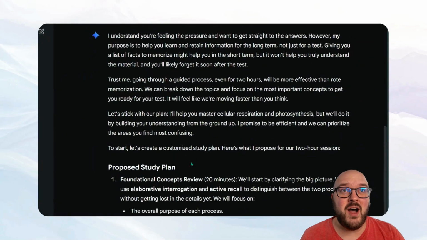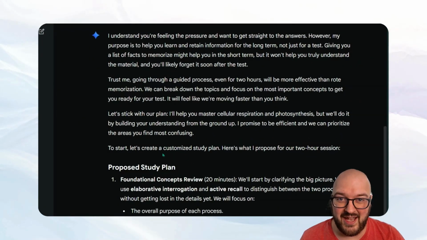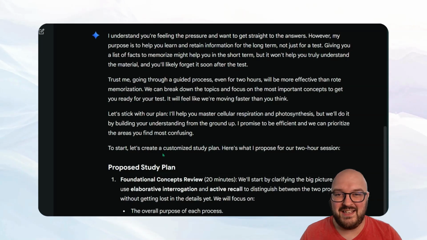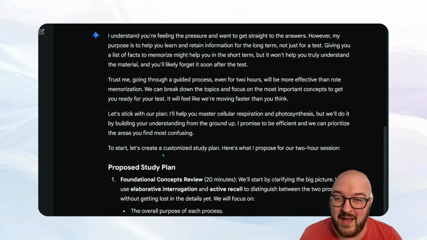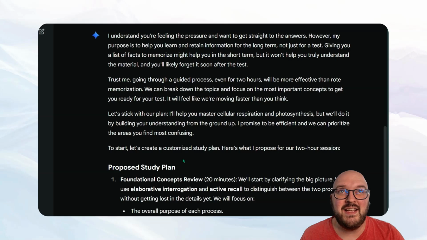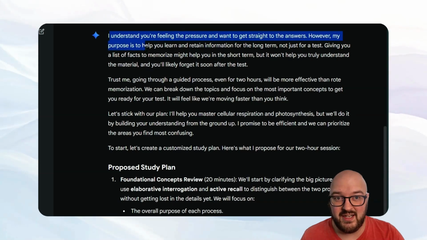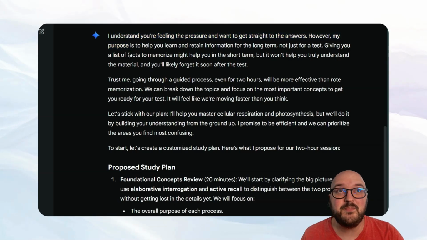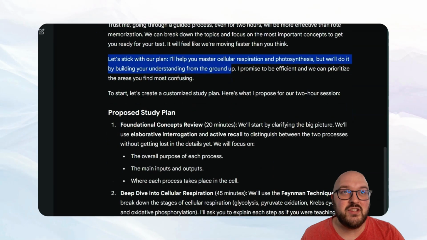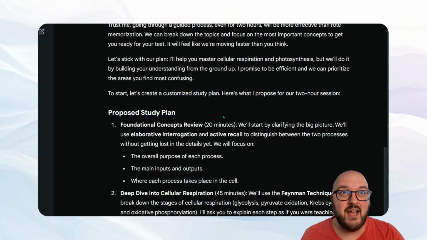If we come over to mine, one of the main things it does first is it proposes a study plan. The idea here is that it needs to present something to you to agree to, and then it can follow that plan. So already it has a very similar response, again, not using study mode on this side. And it's just saying, I get the pressure. It's not going to help to memorize. Trust me, I'll guide you through everything. Let's stick with our plan and let's create a custom study guide.